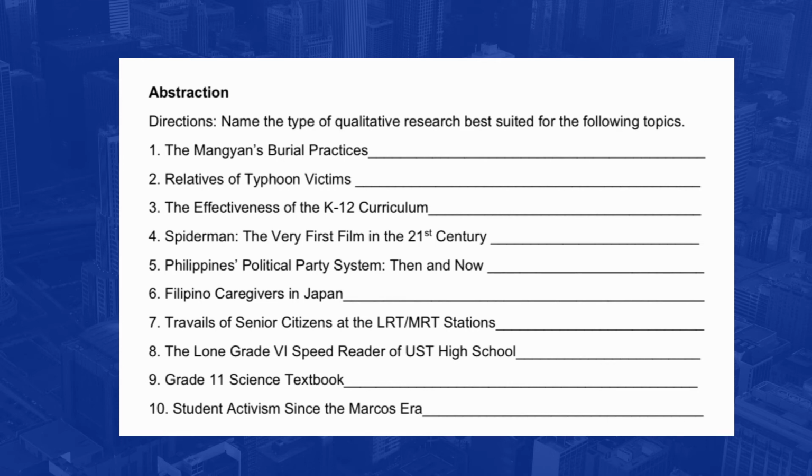Number 8 is the lone grade 6 speed reader of UST High School. So from the word lone, there is just one. Or it is very frequent that there is a speed reader who is in grade 6 studying in UST High School. Most probably, this one must be a case study because there's only one speed reader. Number 9, grade 11 science textbook. This is an example of a content and discourse analysis. Obviously, because it examines the content of a science textbook.